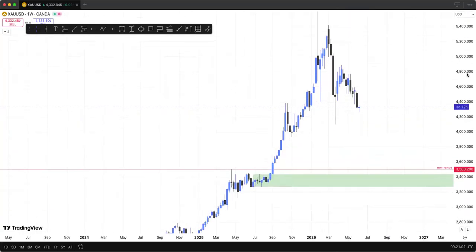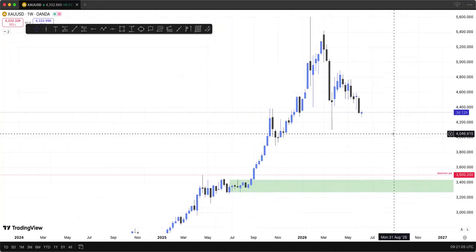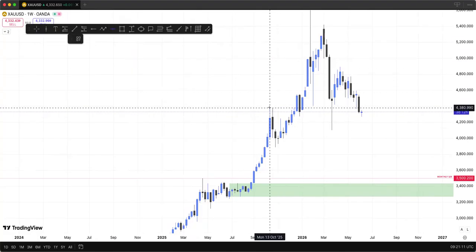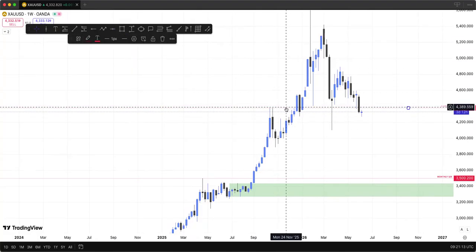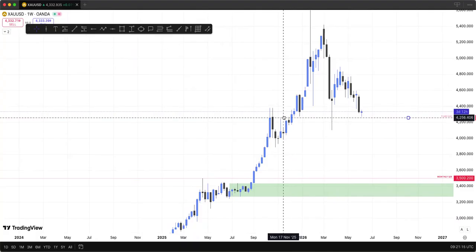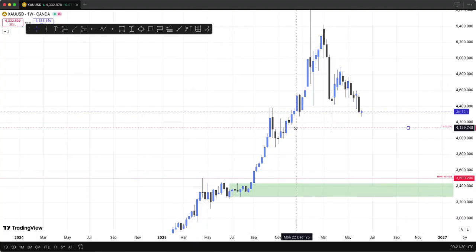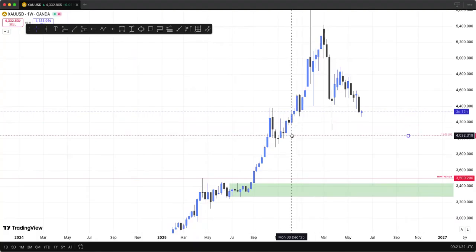On the weekly time frame, also price is currently in a buy side liquidity. All right, we have this support or resistance here. We have the second one here. We have this one here. In confluence, we have a demand here, and we also have a demand here. But notice something.